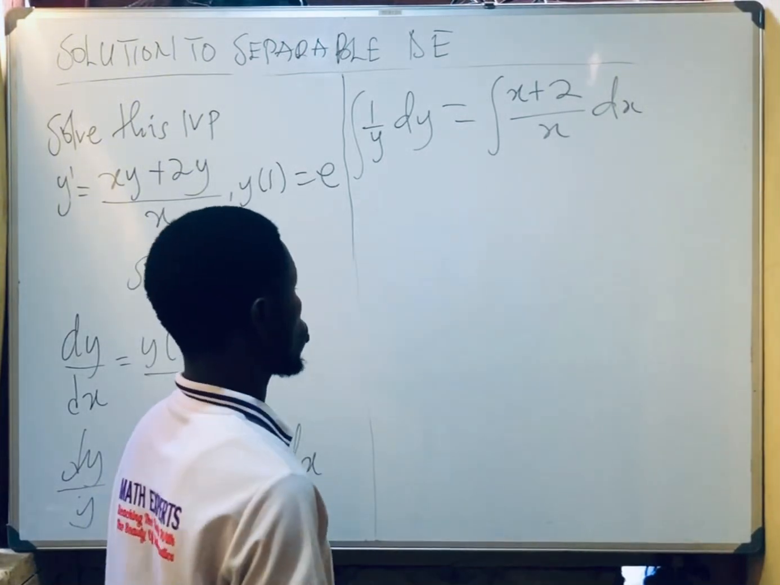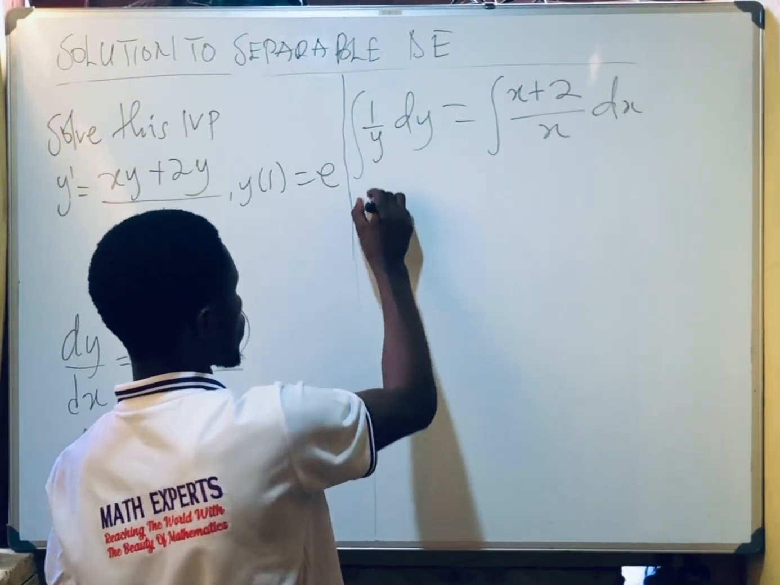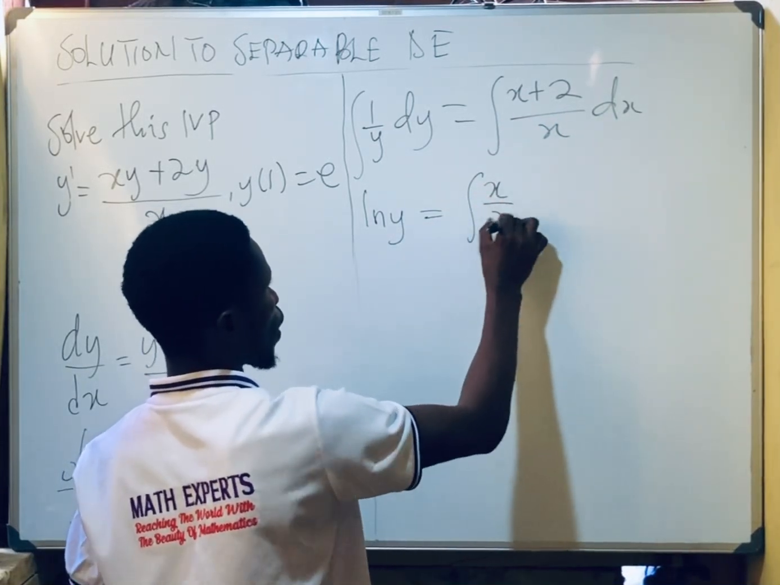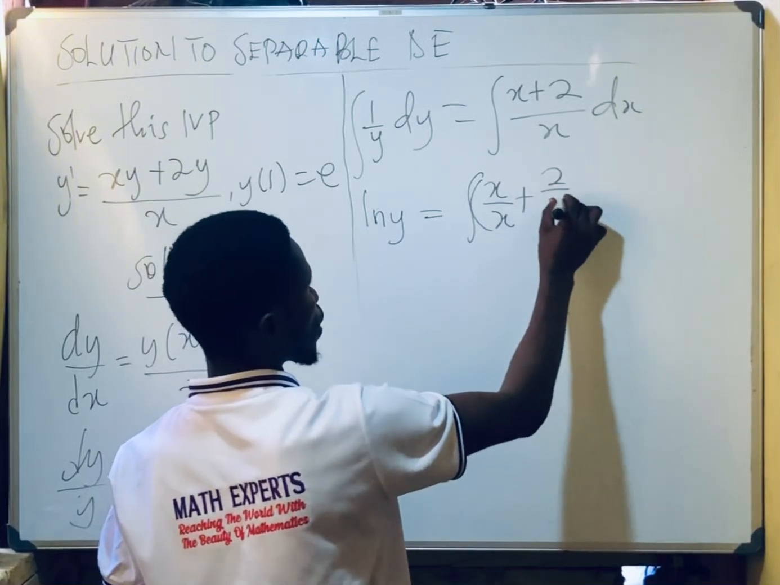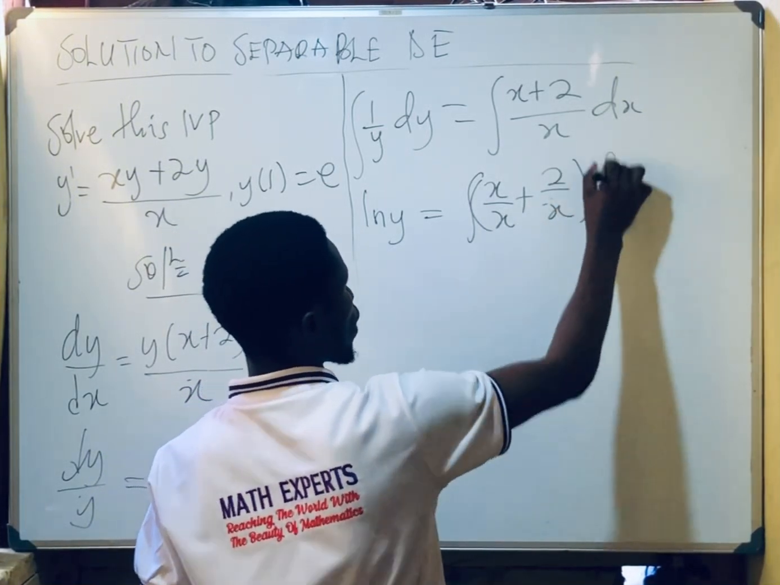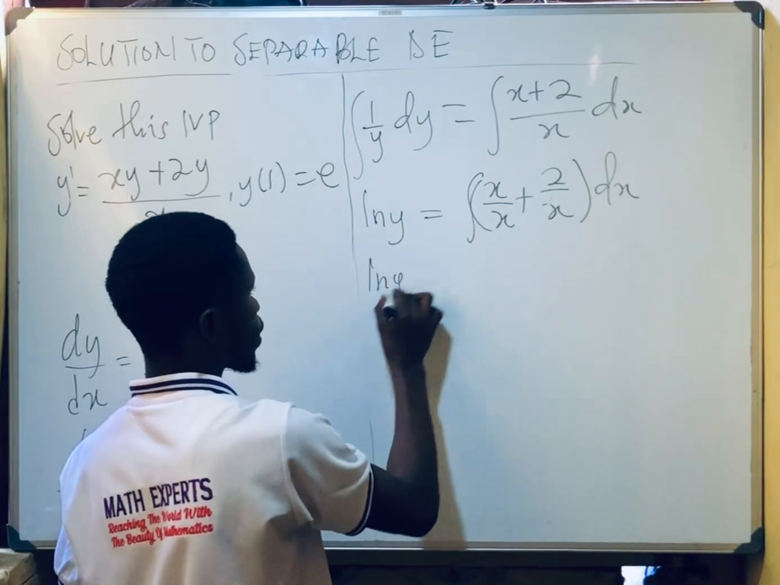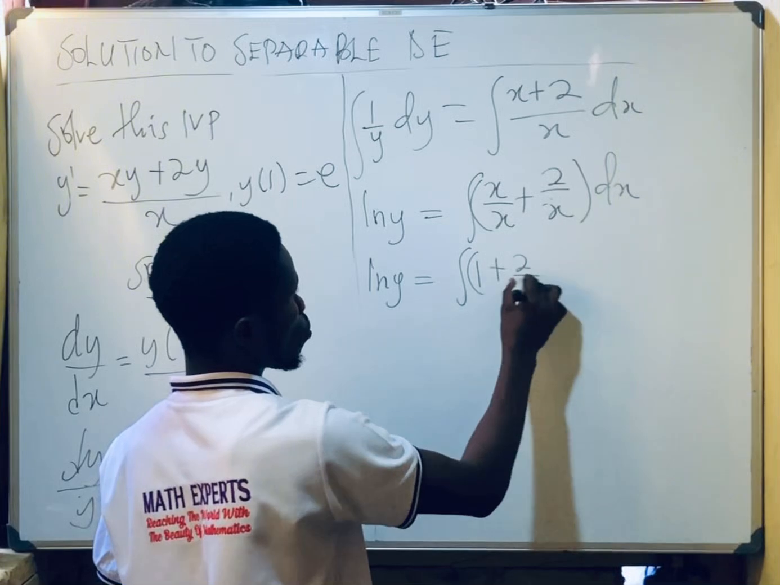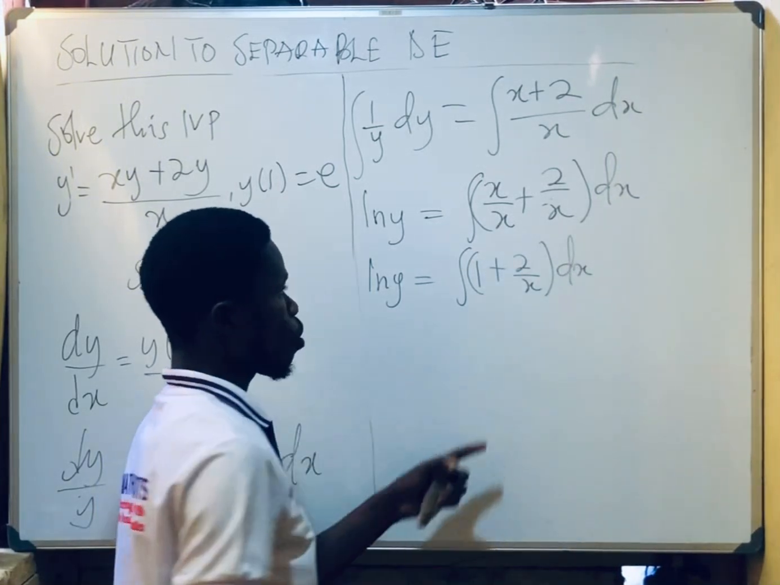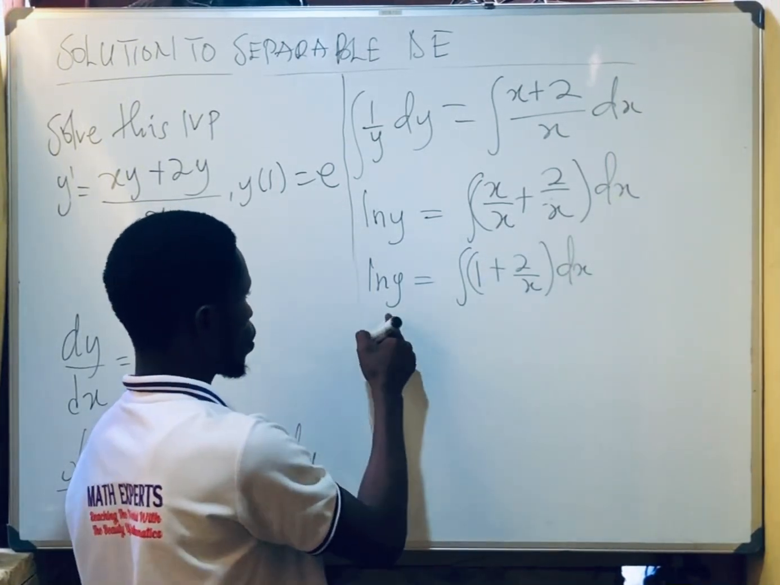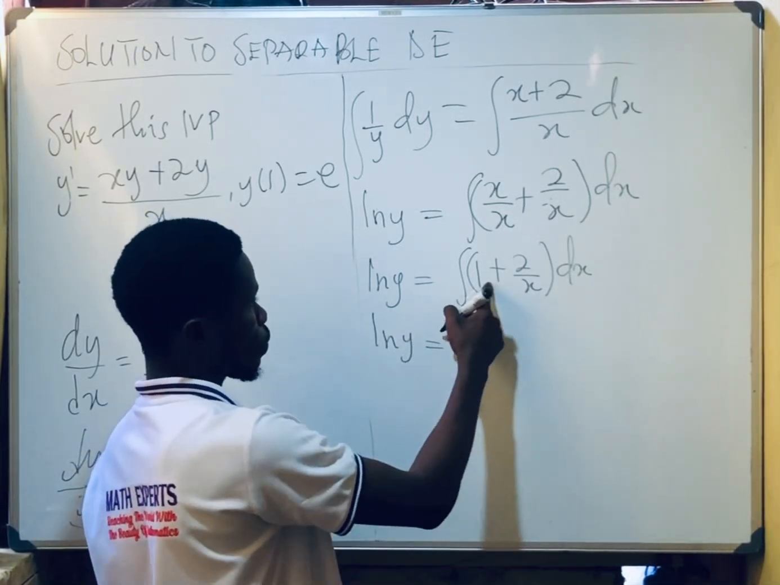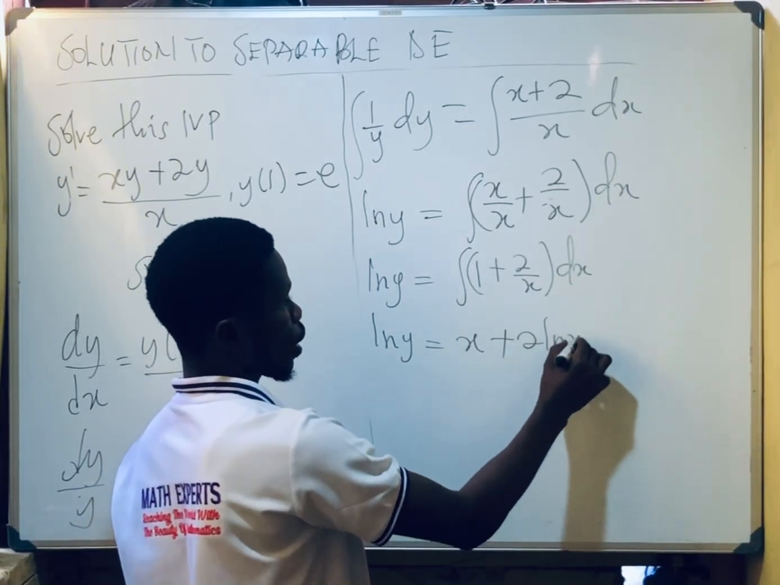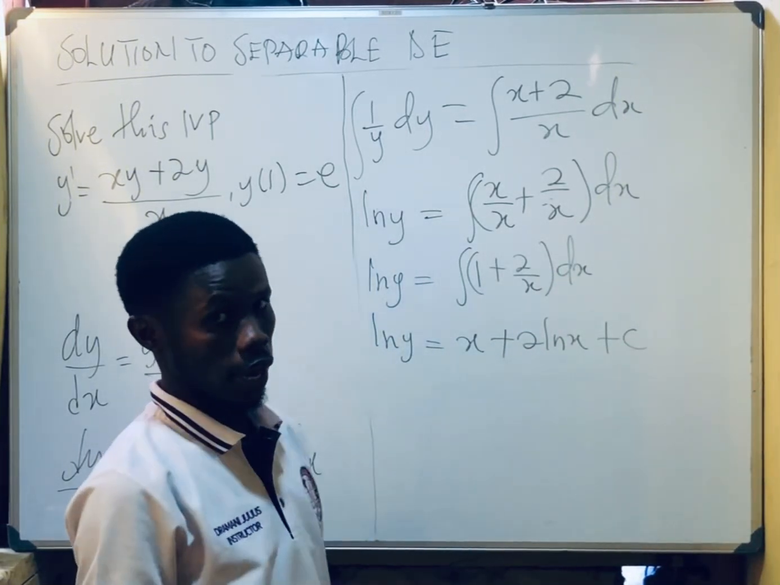Okay, so look at what you are going to do. This one, if I integrate this, I know I have ln|y| equals, this has to be like this: x over x plus 2 over x dx. So my ln|y| equals the integral of 1 plus 2/x dx. I hope you can see that. Yes. So my ln|y| equals, if I integrate this one, that gives us x. If I integrate this one, that gives us 2 ln|x|, then plus c. If you like, you can attach ln to the c.